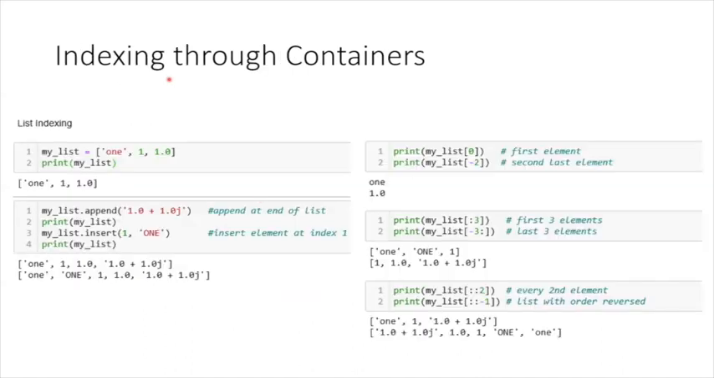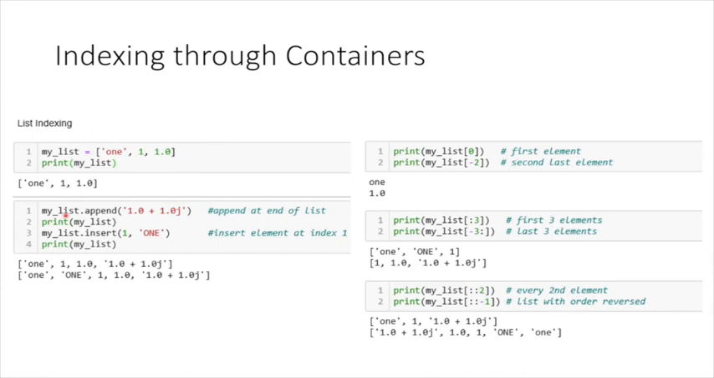Okay. So next, we're going to talk a little bit about indexing. Indexing in Python works somewhat similarly to how it does in MATLAB, with the exception that, of course, indexing in Python is 0-based as opposed to 1-based, and there are slightly different rules for how you can do it. So let's create a list that's the string one, the integer one, and the floating number one.